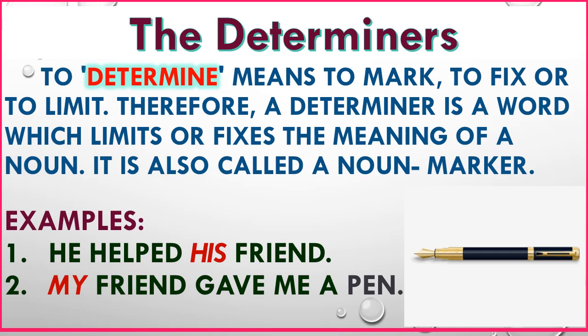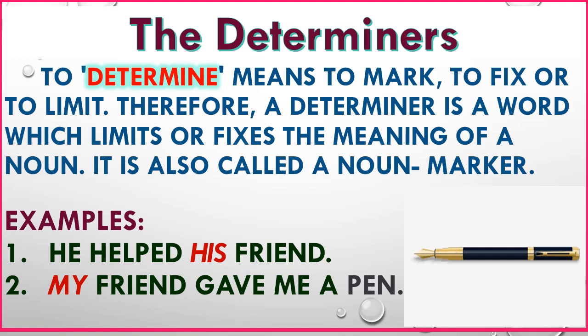We will start this lesson with the definition or meaning of determiner. So, what does the definition say? To determine means to mark, to fix, or to limit. Therefore, a determiner is a word which limits or fixes the meaning of a noun. It is also called a noun marker.